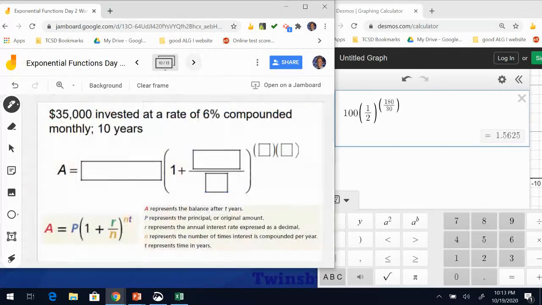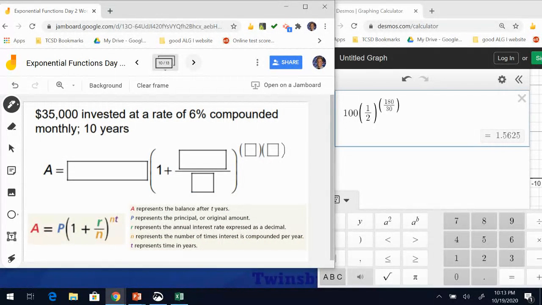So, on your mark, get set, let's go. $35,000 invested at a rate of 6% compounded monthly for 10 years. So again, let's highlight our information. Monthly, 10 years. What's my initial amount? Because that's what my A value is here. I'm sorry, my P value right here outside of parentheses. My A value is going to be my total. That's going to be 35,000 smackaroonies.